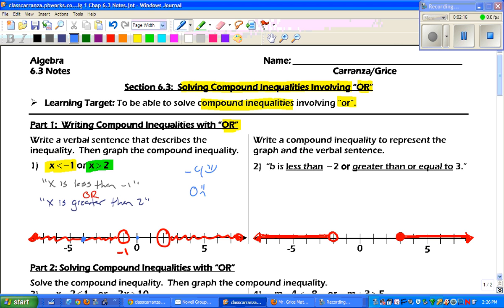All right. Let's look at 2. It says write a compound inequality to represent the graph and the verbal sentence. So this time we're going to write it ourselves. It's saying that b is less than -2 or greater than or equal to 3. So it's b less than -2 or b, because we're still talking about the same letter, greater than or equal to 3. And that's how we would write that down. Okay?